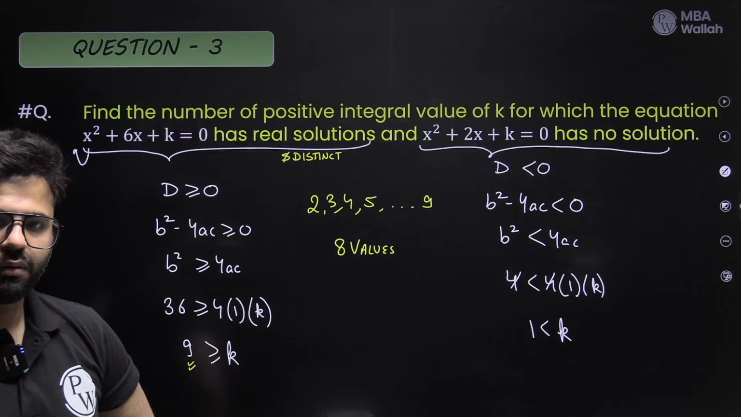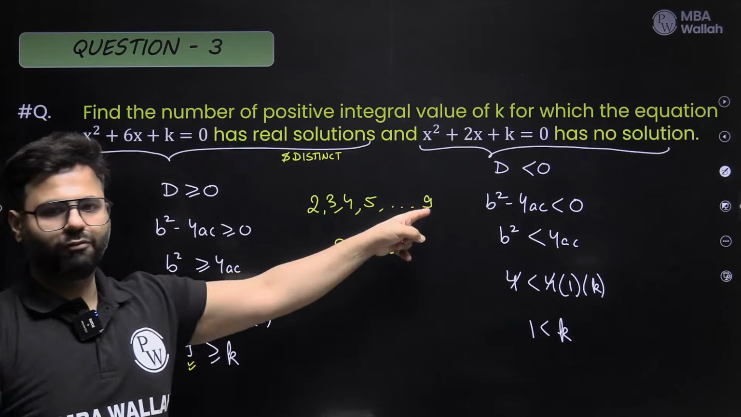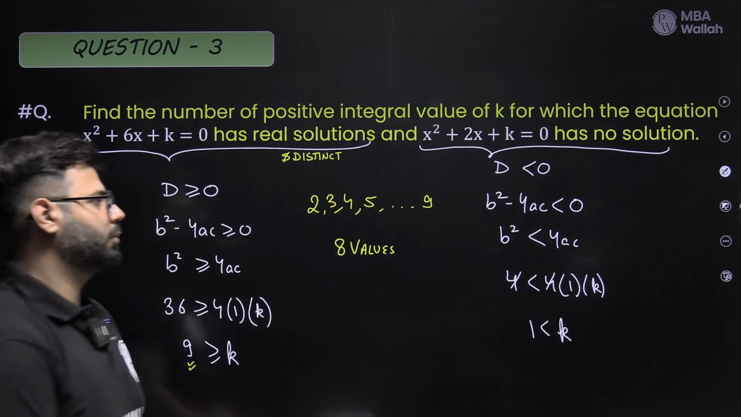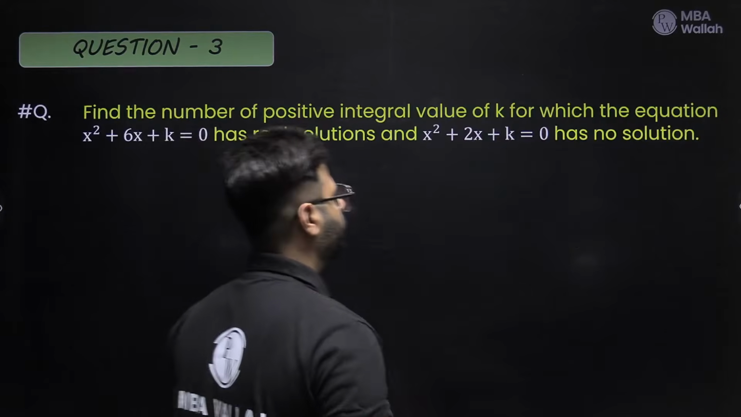Why? What will happen, Karan? Tanishka? Then this 9 won't come, right? Then the equality won't come. Perfect. That means you guys are spot on. You have understood. Let's try one more question.